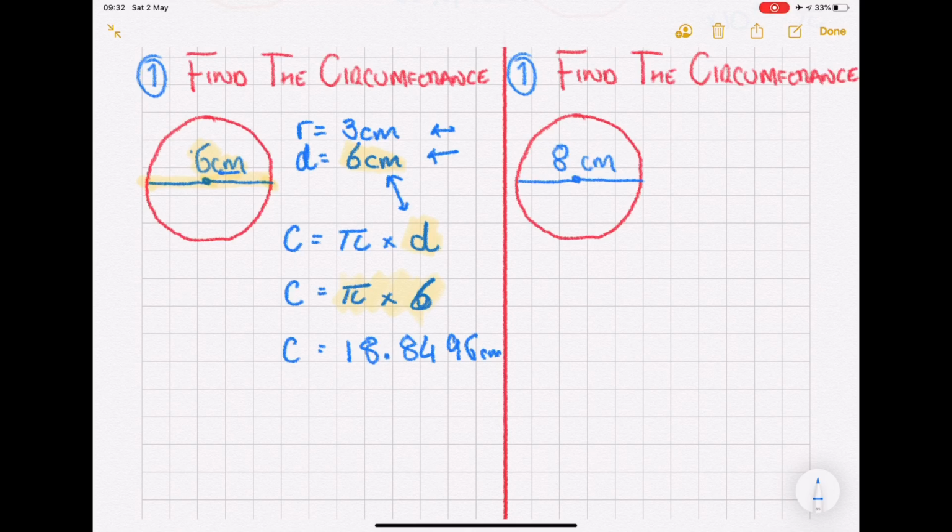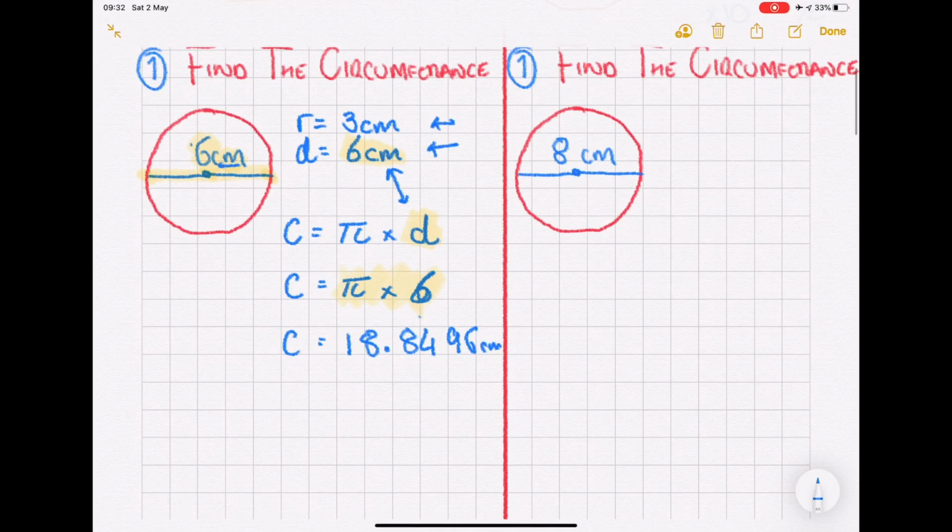Fantastic. And everything in this lesson we're going to do to one decimal place. So what we do is we cut it off there, and we see if this number is 5 or bigger. If it is, then we round that number up. If it isn't, we keep it exactly the same. So 4 in this case isn't 5 or larger, so we just keep the 8 the same. So the circumference is 18.8 centimetres.